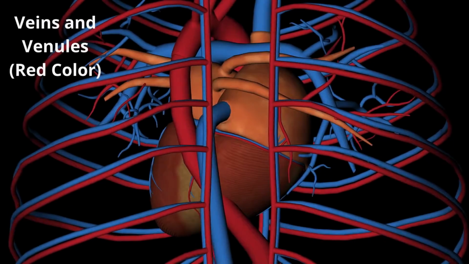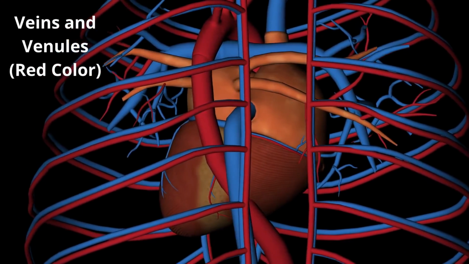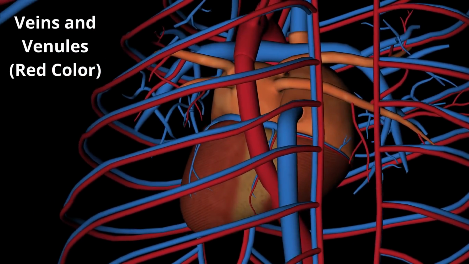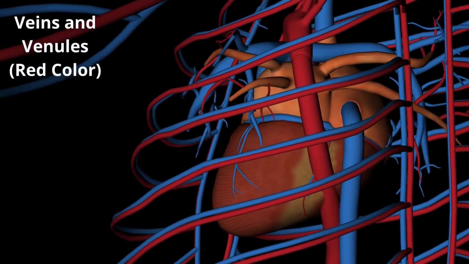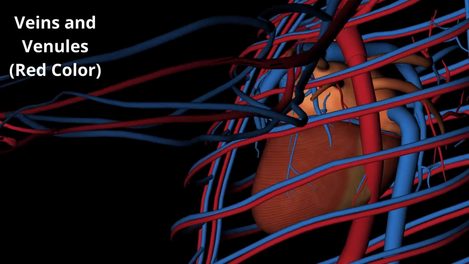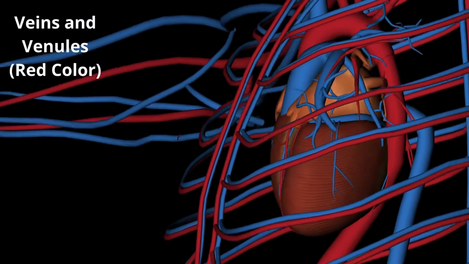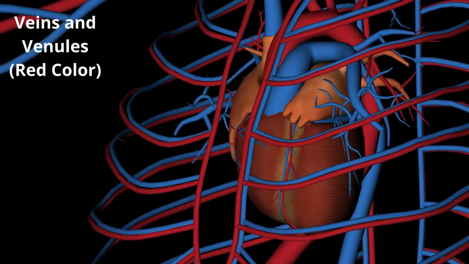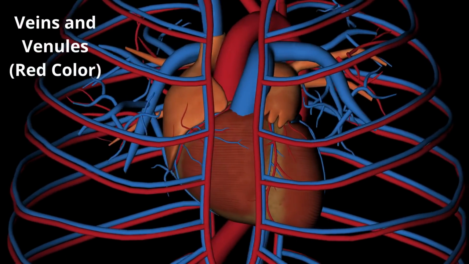What are veins? Veins are blood vessels that mainly carry deoxygenated blood from organs and tissues to the heart. Examples of body veins include the cardiac veins. Like arteries, veins also have venules, smaller veins, and capillaries.